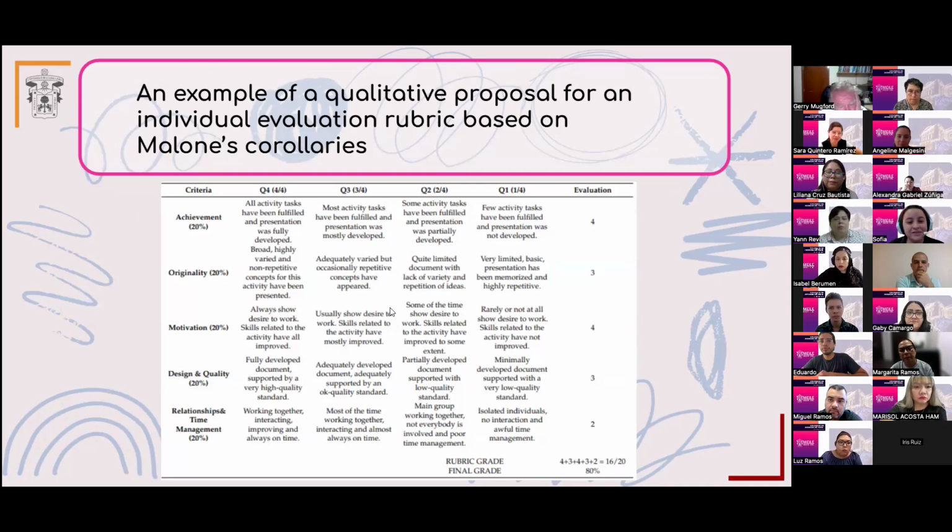Well, this is the rubric that I was talking about. It assesses various aspects of a student's performance. It provides a comprehensive view of progress, evaluating factors like achievement and motivation, considering also cognitive and non-cognitive factors in another aspect.